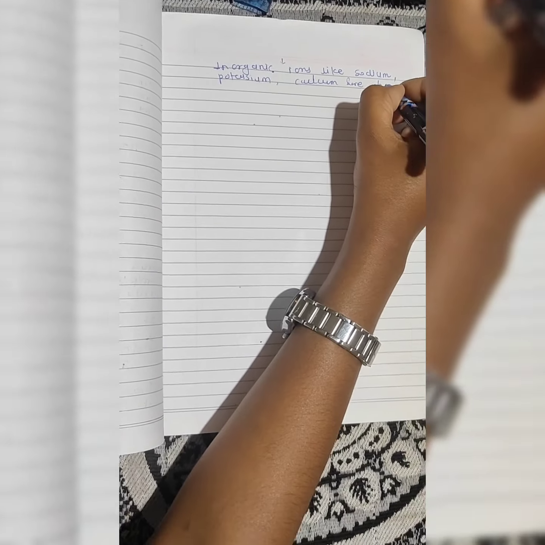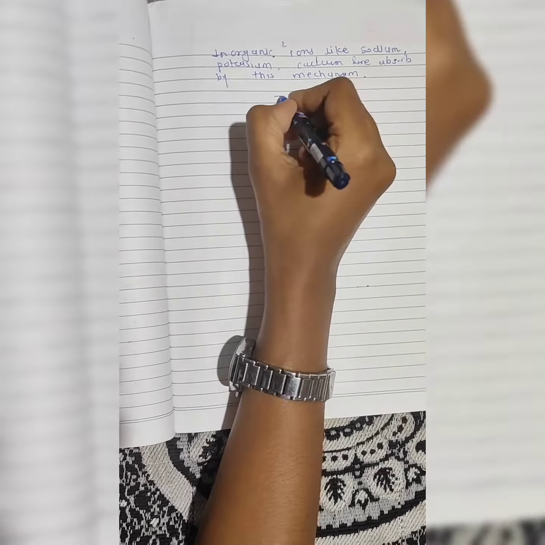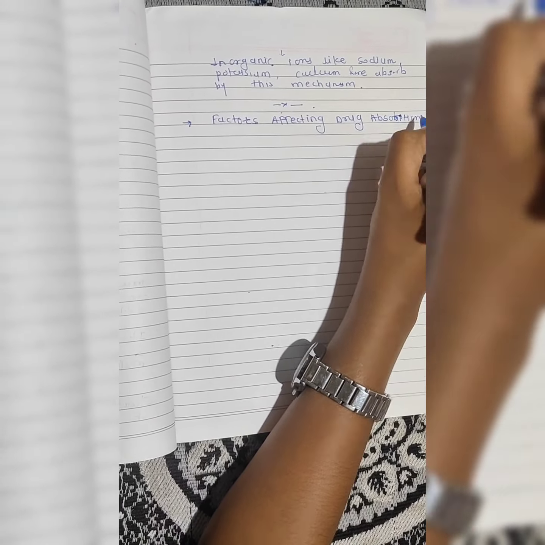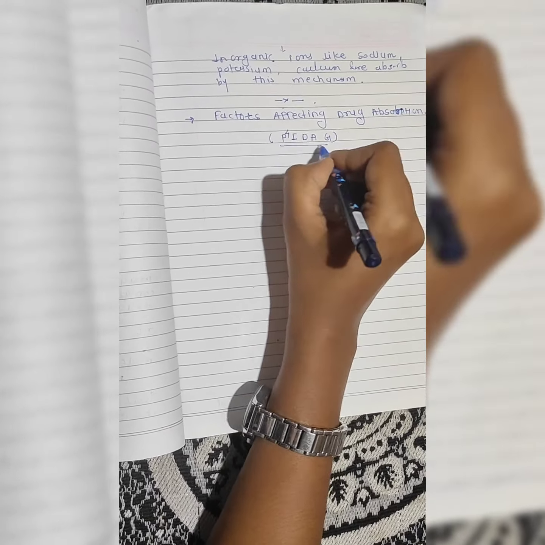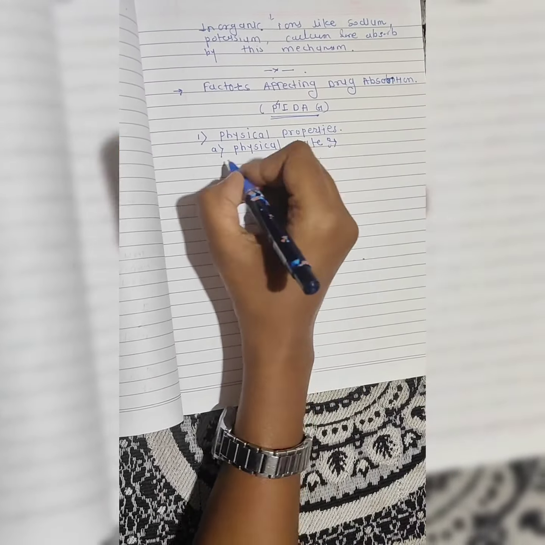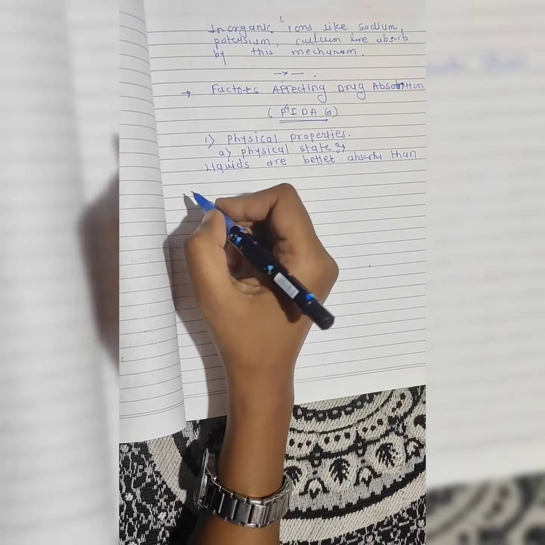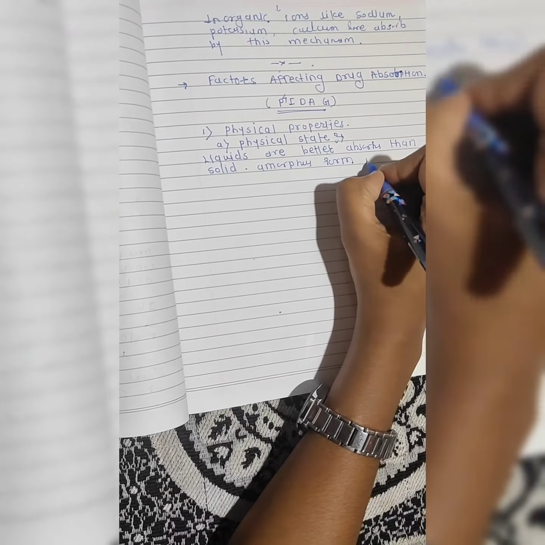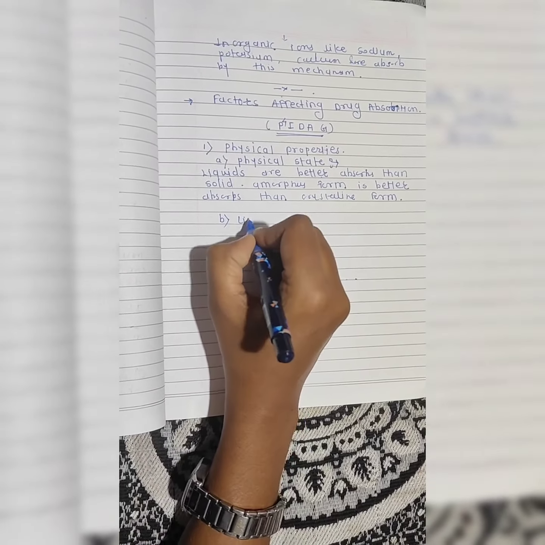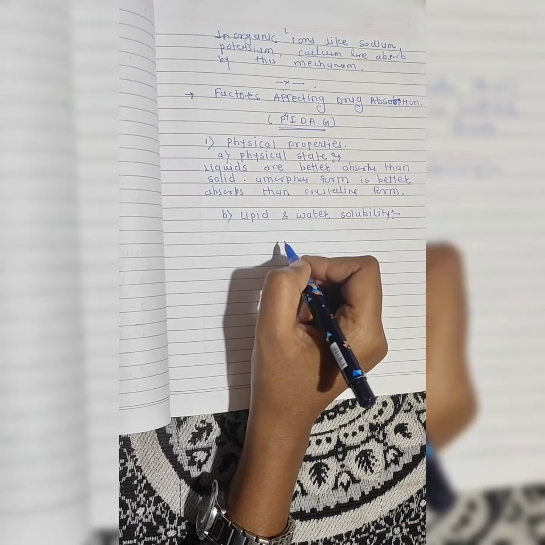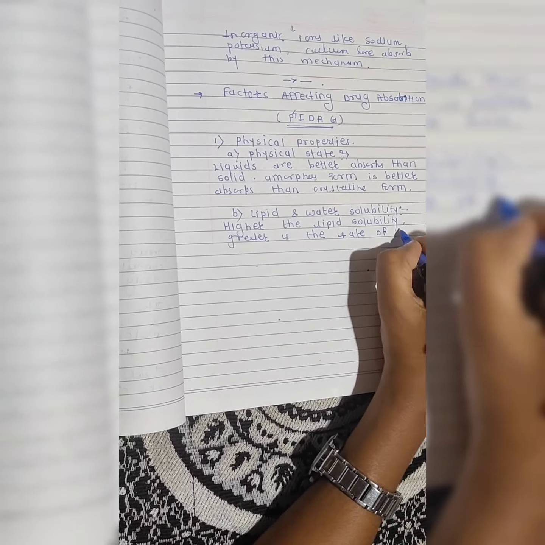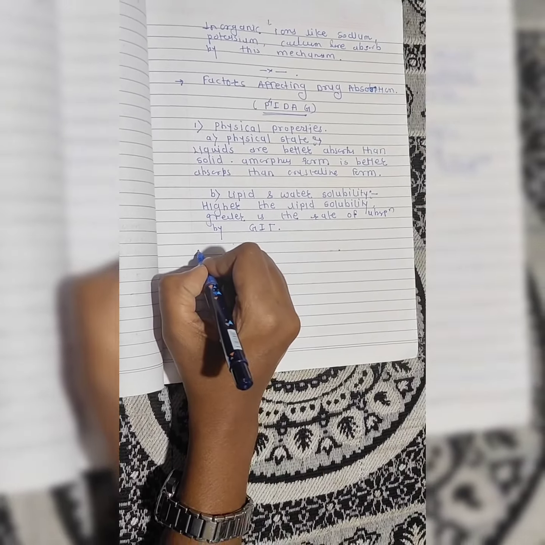Now, factors affecting drug absorption. The absorption of drug can be influenced by a combination of factors which are broadly categorized as follows. First is physical properties. Physical properties of drug include physical state. The liquids are better absorbed than the solid, and the amorphous form of drug is better absorbed than the crystalline form. Then, lipid and water solubility of drug. Higher the lipid solubility, greater is the rate of absorption by GIT.